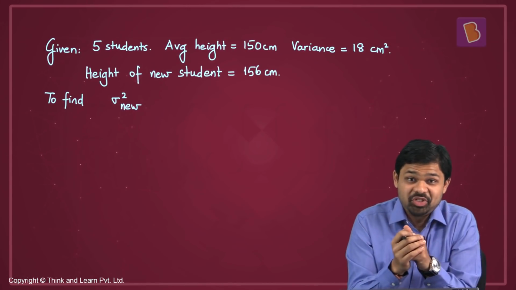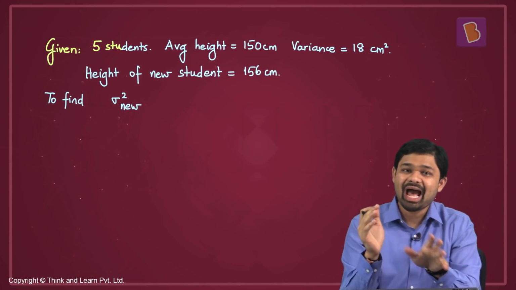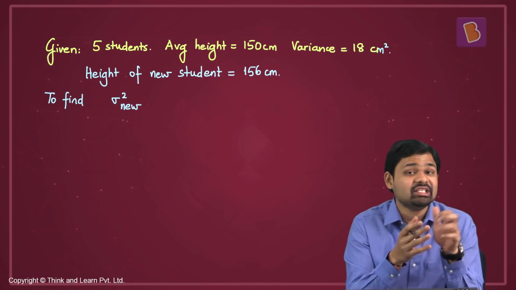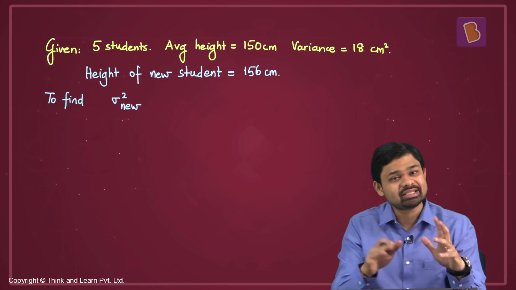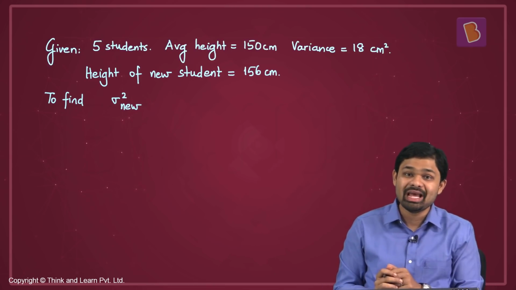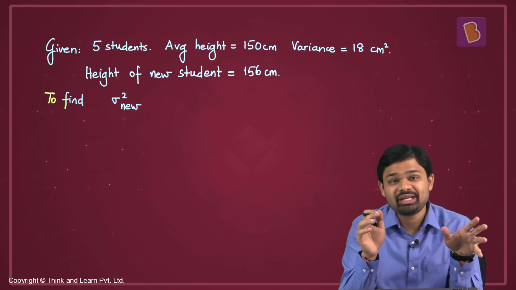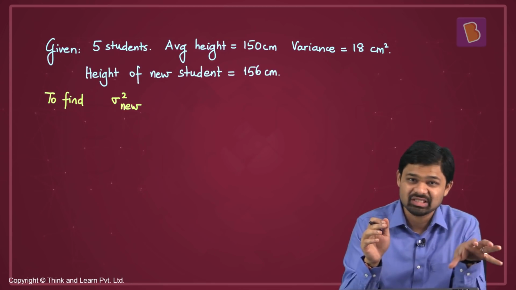So what is given in the question? There were 5 students, their average height was 150 centimeters and their variance was 18 square centimeters. A 6th student was added to the group and his height was 156 centimeters. The objective was to find out what is the new variance now.